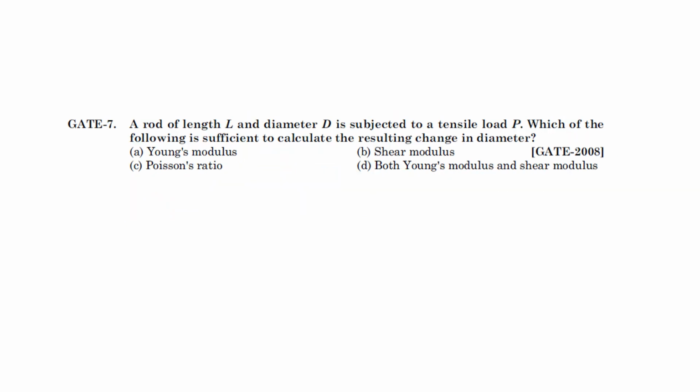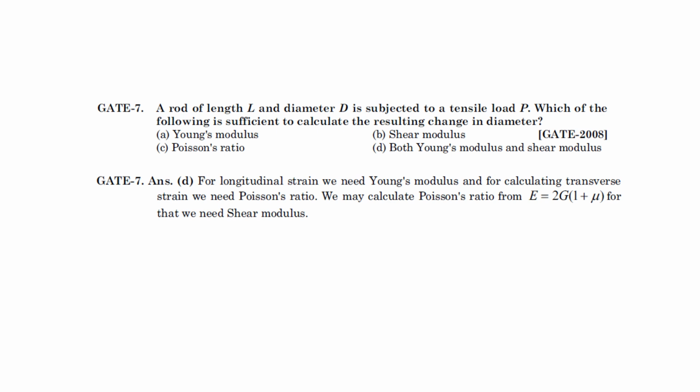Now the next question is, a rod of length L and diameter D is subjected to tensile load P. Which of the following is sufficient to calculate the resulting change in diameter? Okay, so its answer will be both Young's modulus and shear modulus. Okay, so this is the expression: E is equal to 2G(1 plus mu). From here, they actually want to know whether you know this formula or not. So please remember this: E is equal to 2G(1 plus mu).